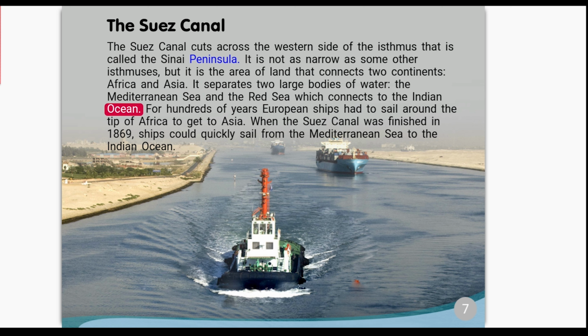For hundreds of years, European ships had to sail around the tip of Africa to get to Asia. When the Suez Canal was finished in 1869, ships could quickly sail from the Mediterranean Sea to the Indian Ocean.